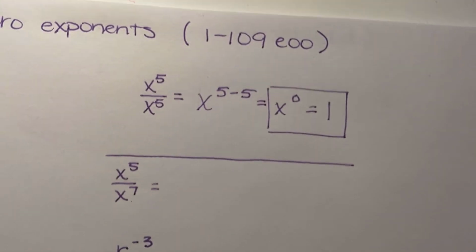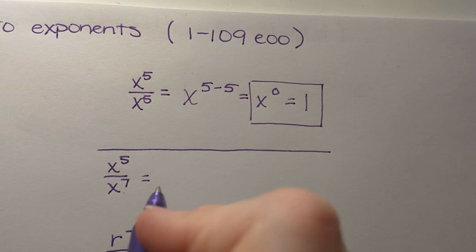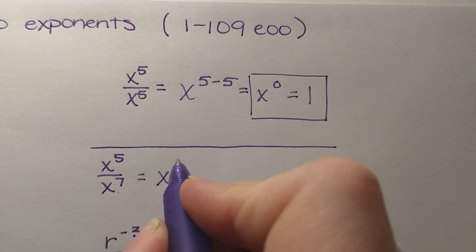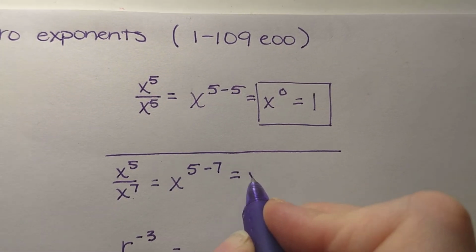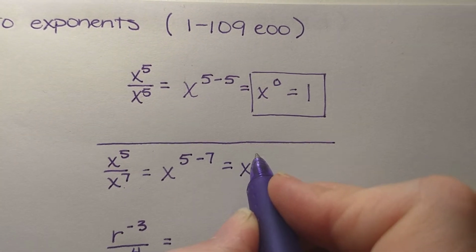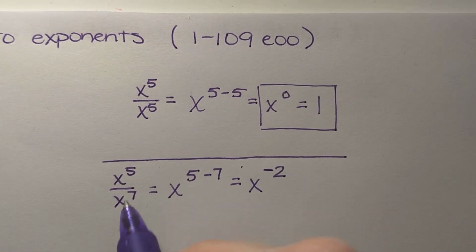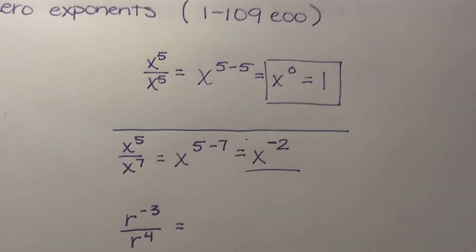Okay, so let's just do some examples from the book. First one, x to the 5th over x to the 7th. This is very similar to the one we just did. So I just go x to the 5 minus 7, and 5 minus 7 is negative 2. So x to the 5th over x to the 7th is equal to x to the negative 2 power.